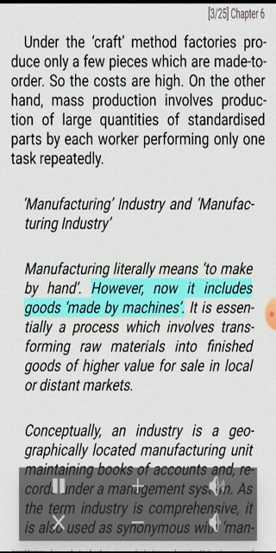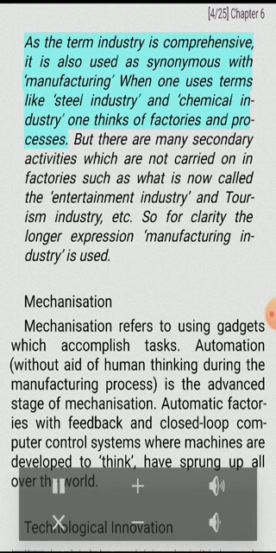Manufacturing industry and manufacturing industry. Manufacturing literally means to make by hand. However, now it includes goods made by machines. It is essentially a process which involves transforming raw materials into finished goods of higher value for sale in local or distant markets. Conceptually, an industry is a geographically located manufacturing unit maintaining books of accounts and records under a management system. As the term industry is comprehensive, it is also used as synonymous with manufacturing.